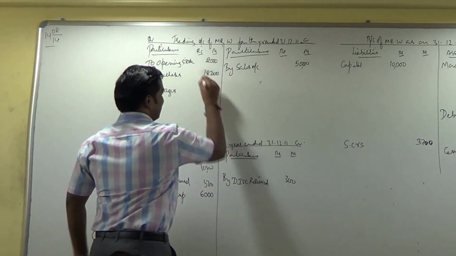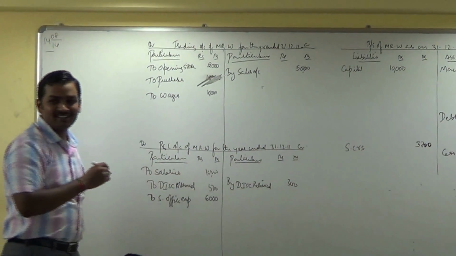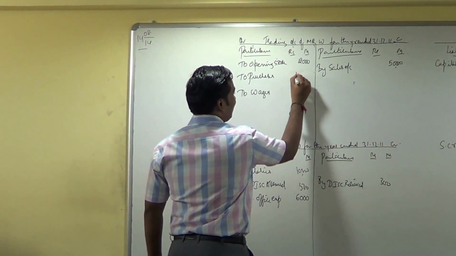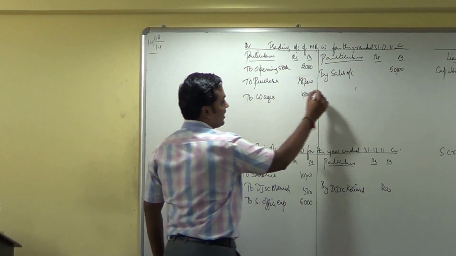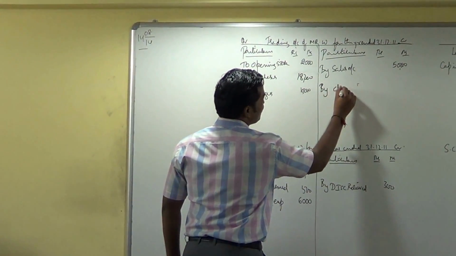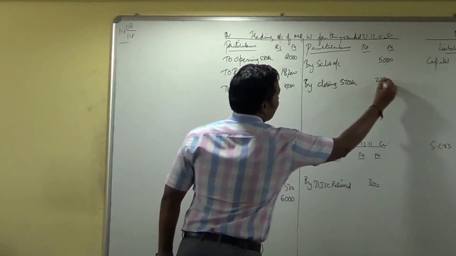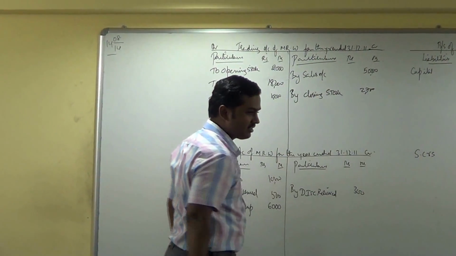How will you remove it? I'll do it like this, and write the remaining amount. Can I write like that? No, cannot do like that. Let it remain like this. I want to reduce this amount. So I'll write here: by closing stock, 2,700. To remove 2,700 from the debit side, I have given a credit.